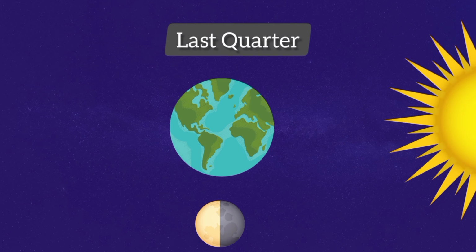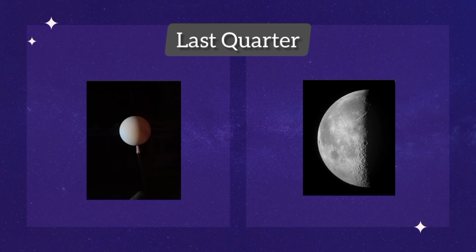In this phase, the dark part also switches position from the first quarter phase. The left half of the moon is lit, while the right half is dark.